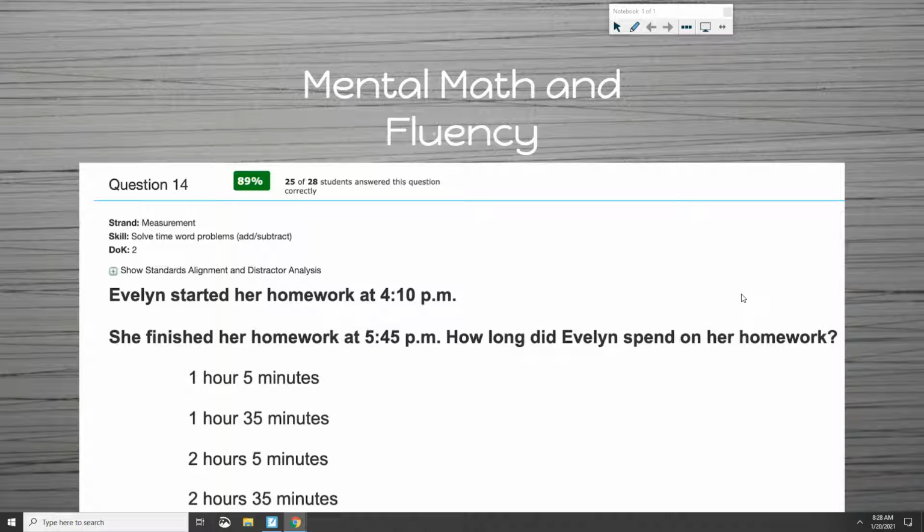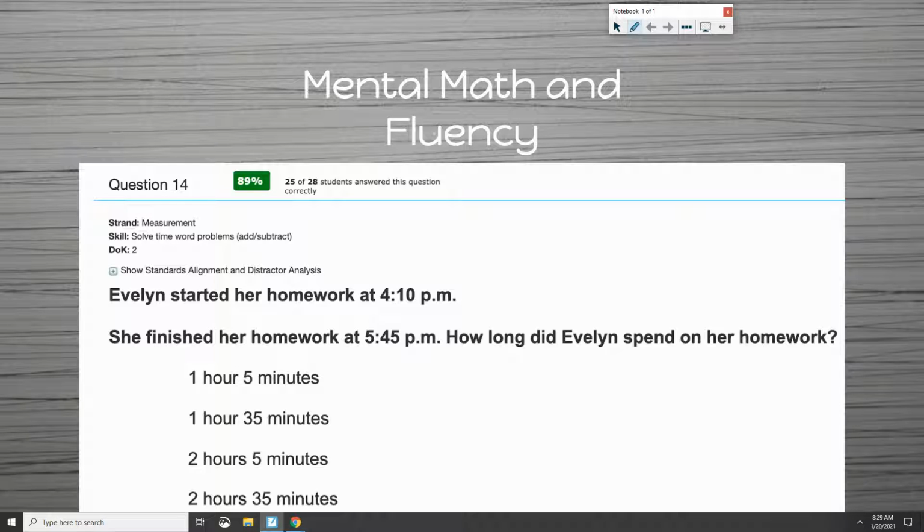Like I said, we're going to be doing a page on time, elapsed time, and I want to go over how it is that we are going to solve this problem. Most of you guys did a really good job on this, but I do know that it's kind of hit or miss. Sometimes we do well, sometimes we don't do as well on this type of question. So Evelyn started her homework at 4:10. She finished her homework at 5:45. How long did Evelyn spend on her homework?